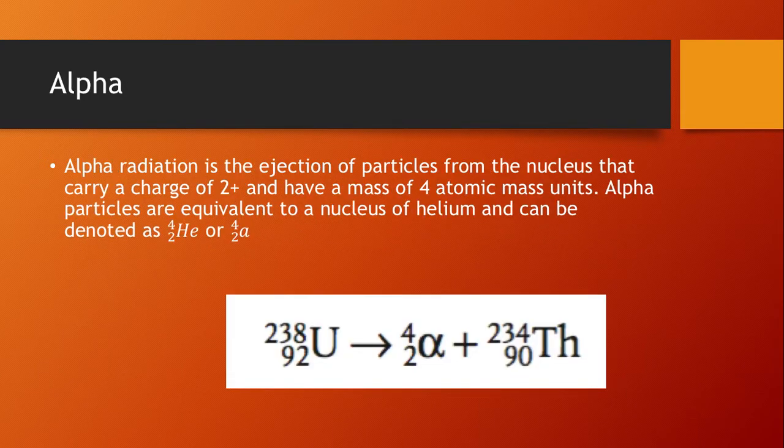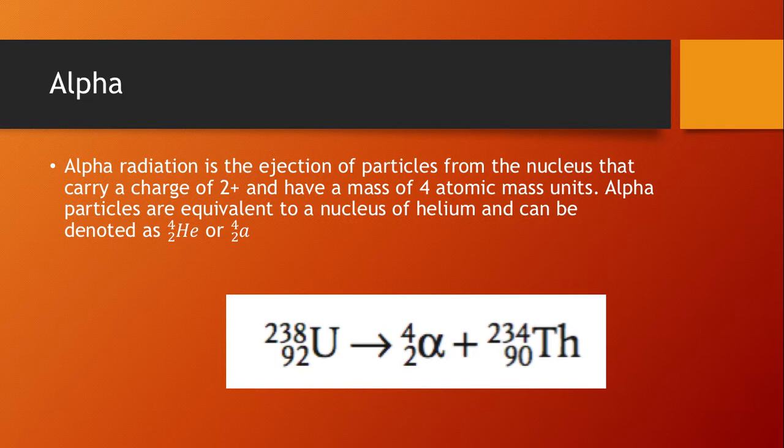So let's talk a little bit about the processes that you need to know for radioactive decay. So the first one we have is alpha. So alpha radiation is the ejection of particles from the nucleus that carry a charge of 2 positive and have a mass of 4 atomic mass units. This can be denoted as 4/2 He or 4/2 alpha, the Greek letter alpha. It represents or is equivalent to a helium nucleus. So you might see it in both cases.